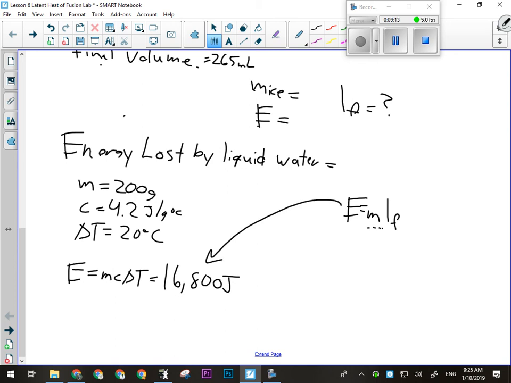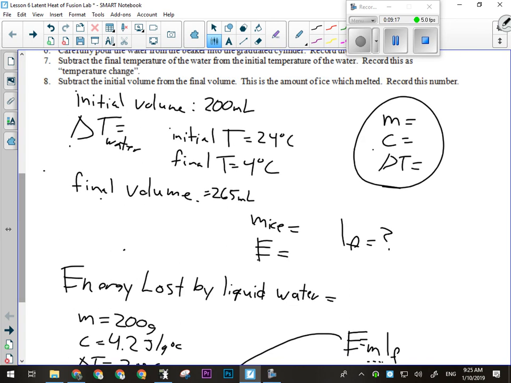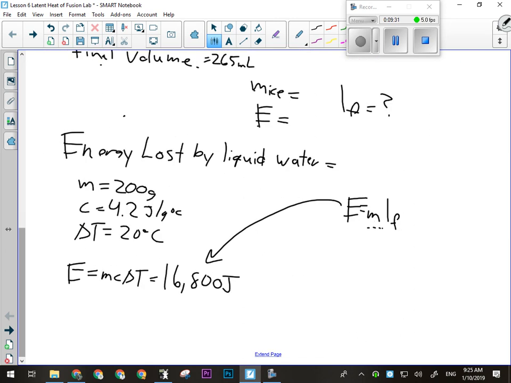I need to know how much ice melted, so for that I go back up to my volume data. I started out with 200 milliliters of water, but I ended up with 265 milliliters of water, which means 65 grams of ice melted. You guys follow my logic there? So M is going to be 65.